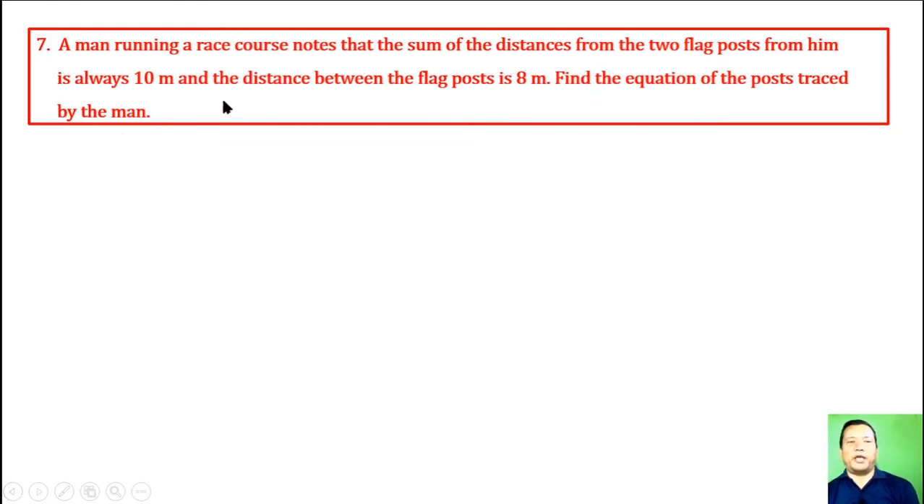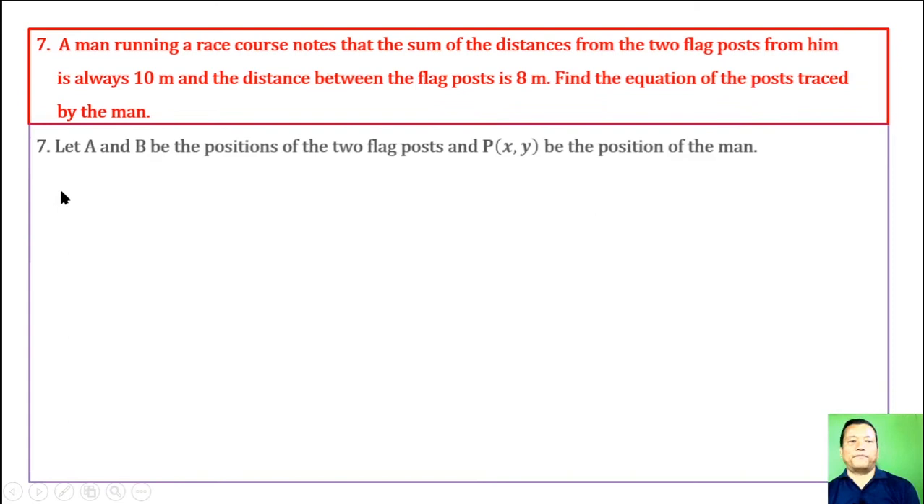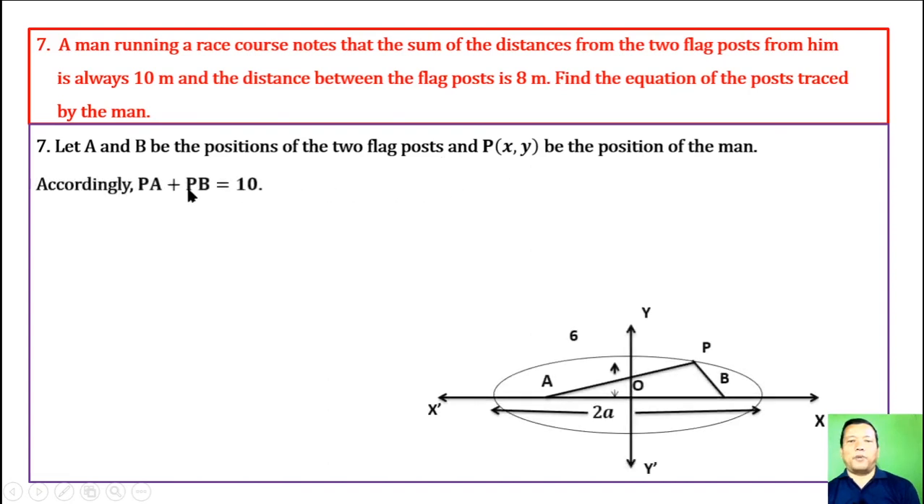A man running a race course notes that the sum of the distances of the two flag posts from him is always 10 meters, and the distance between the flag posts is 8 meters. Find the equation of the path traced by the man. Let A and B be the positions of the two flag posts and P be the position of the man. Accordingly, we have PA plus PB equal to 10.